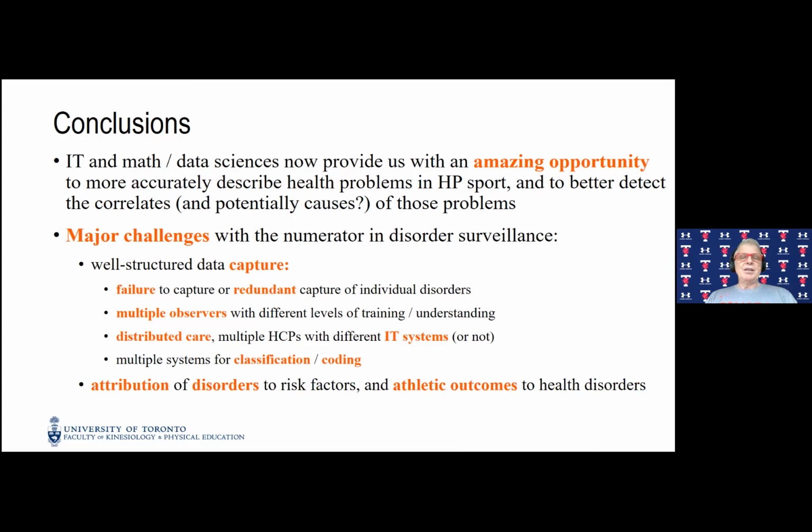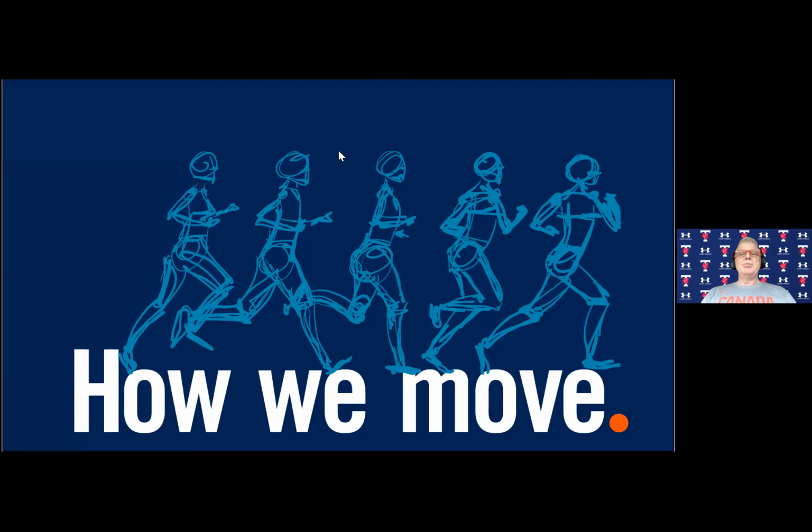And then, Ian will be talking about actually attributing risk of disorders to exposures and attributing athletic outcomes to the existence of health disorders. That requires some data analysis and causal inference, and you guys will look at that more later. So I think that's it for me now, and I'm really happy to take any questions if you have them.